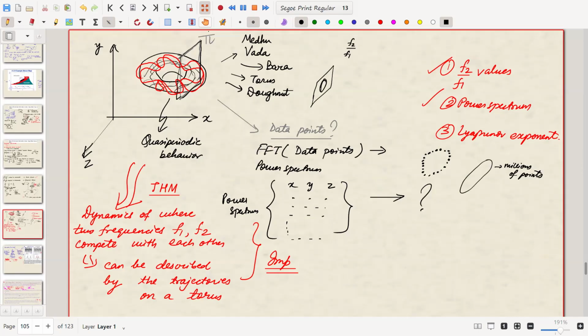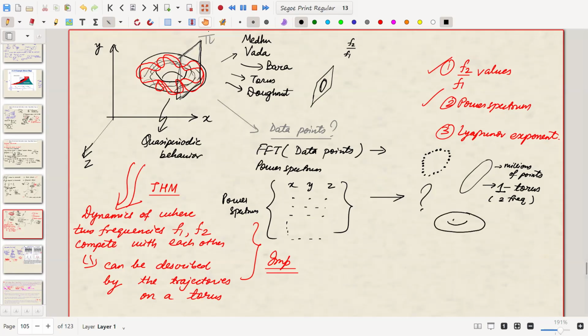Attractor, it is also an attractor. This is a simple one. This we call one torus. If you put a 1 here, that means there are two frequencies. Here, that means there are two frequencies. Okay. Fine. But now let us come to the vada.